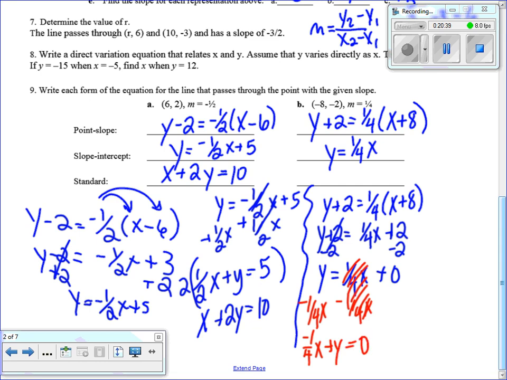Okay, now we're not in standard form yet because we cannot have negatives for a, and we cannot have fractions anywhere in this equation. So we're going to multiply everything by negative 4. That's going to get rid of the fraction, and it's going to get rid of the negative. This is going to become just x. This is going to become minus 4y, and then we'll have 0. So our standard form equation for this one is x minus 4y is equal to 0.